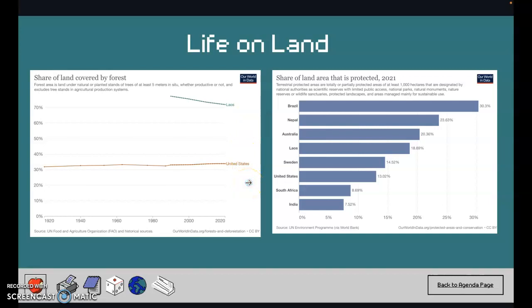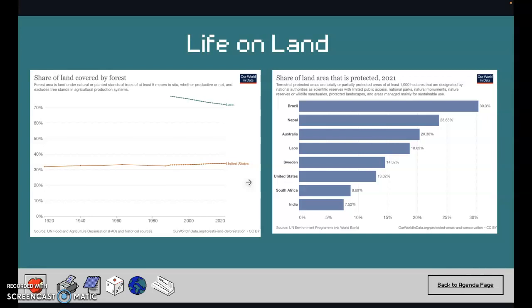The share of land area that is protected in 2021: terrestrial areas are totally or partially protected areas of at least 1,000 hectares that are designated by national authorities as scientific reserves with limited public access, national parks, natural monuments, nature reserves or wildlife sanctuaries, protected landscapes, and areas managed mainly for sustainable use.